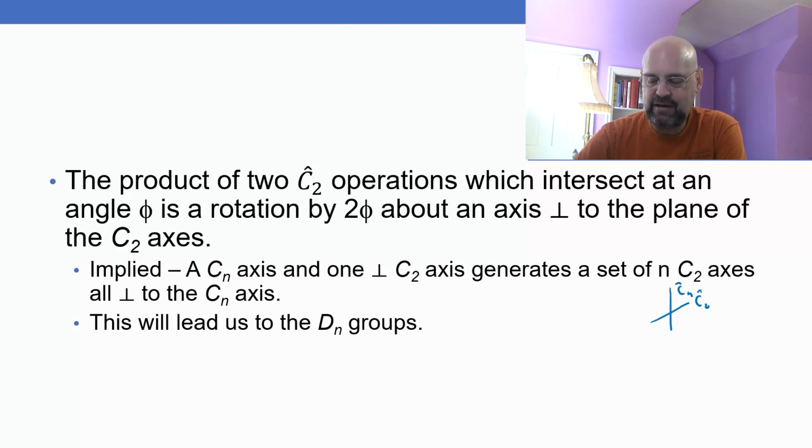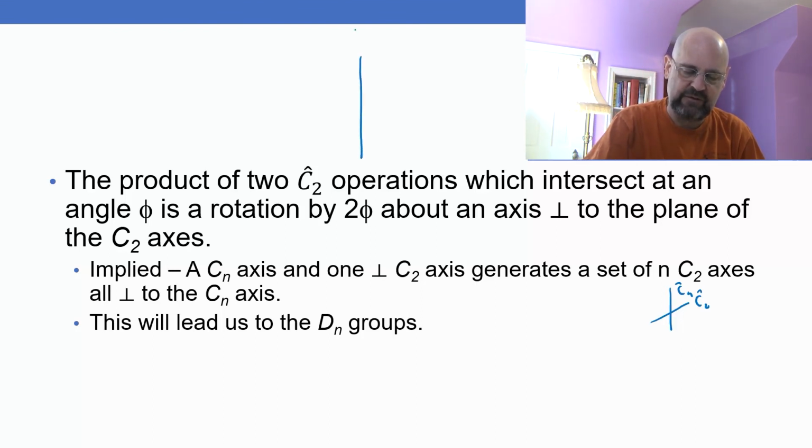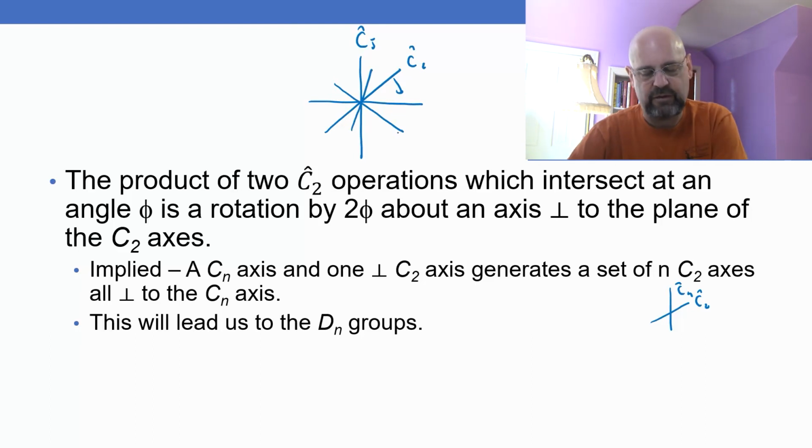Think about it a little bit. Let's suppose this is a C5 axis, the principal axis. If I have one C2 perpendicular, the molecule is the same if I rotate it fivefold. Here's my C5. If I rotate this fivefold, that means this must have other C2 axes: 1, 2, 3, I drew 4 of them rather than 5, but you get the idea. You're going to have other axes that will be generated.